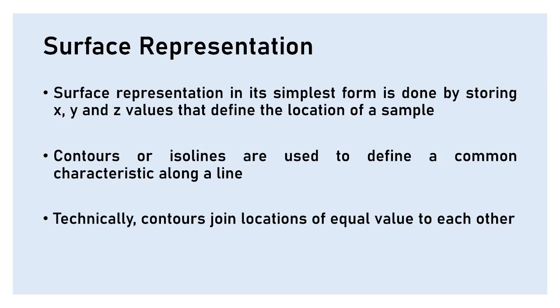Surface representation in its simplest form is done by storing x, y and z values that define the location of a sample. I hope you are familiar with the idea of contours or isolines. You might have seen a contour map, okay? Something like this. One common characteristic will be there. For instance, this might be elevation.